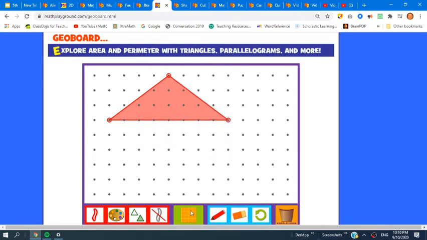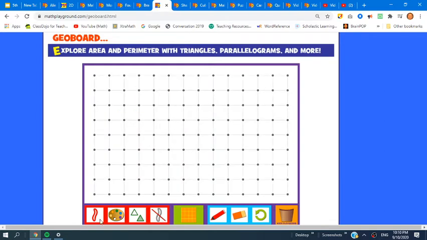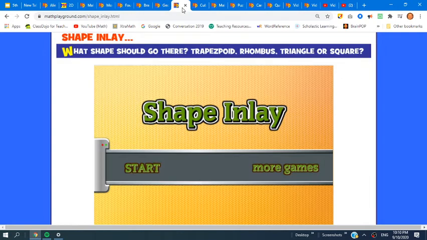Okay, so you can kind of mix it around if you want. You can make this bigger. The grids, you can change it up a little bit. You can add rubber bands, make your own triangle, change the color. Lots of cool things you can do. All right, here we go.